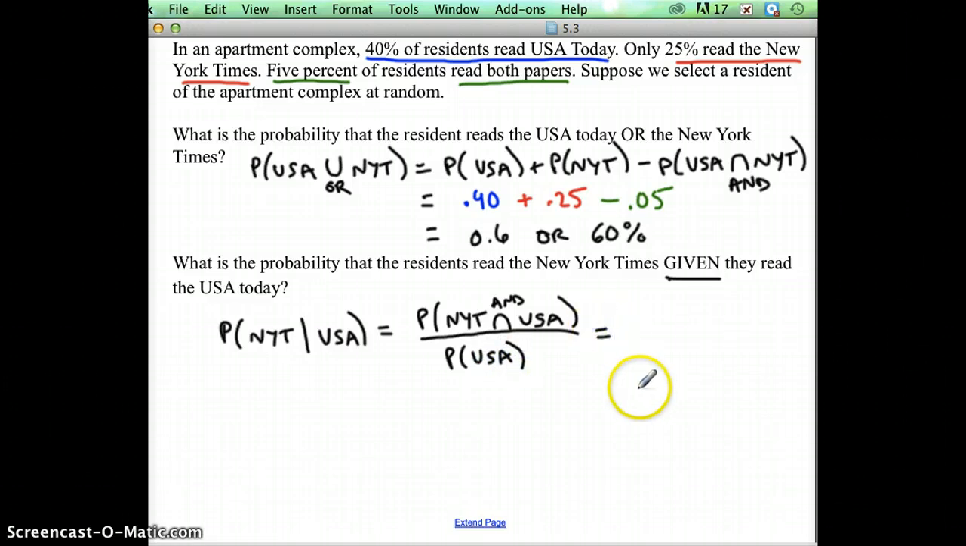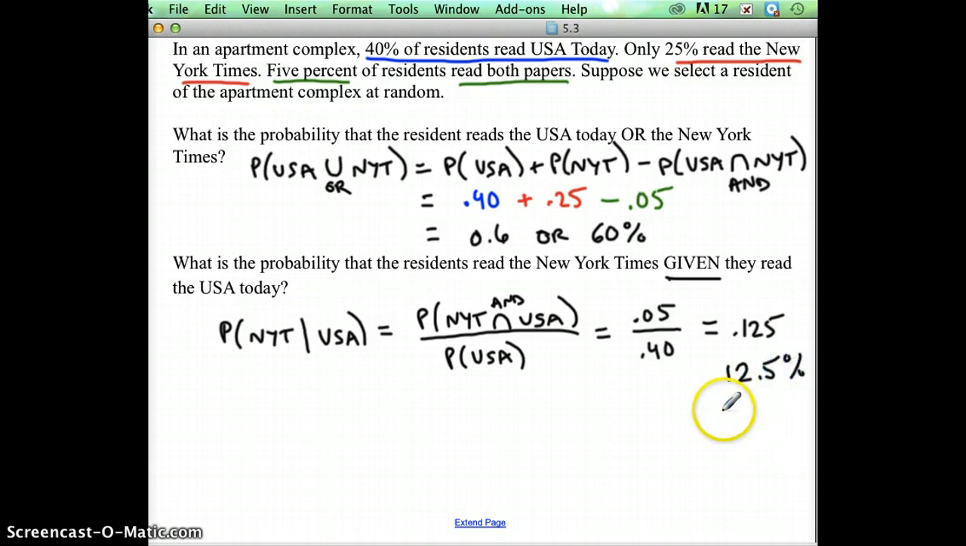Okay, so we're just going to fill in that stuff. We already know all of this from the previous problem. So the probability of New York Times and USA Today, that was 0.05. And the probability of USA Today was 0.40. And we just divide those and we get 0.125. You can leave it like that, or you can say 12.5%. Either works.